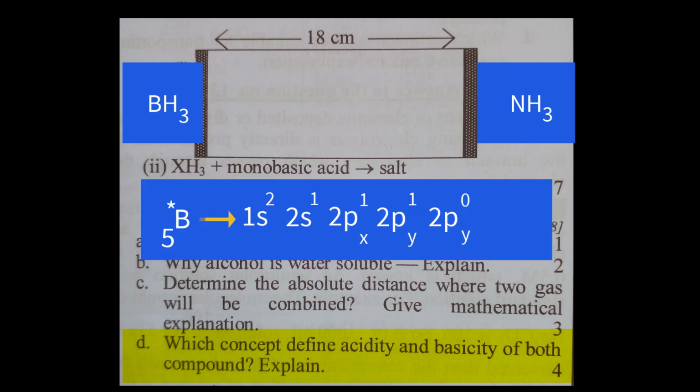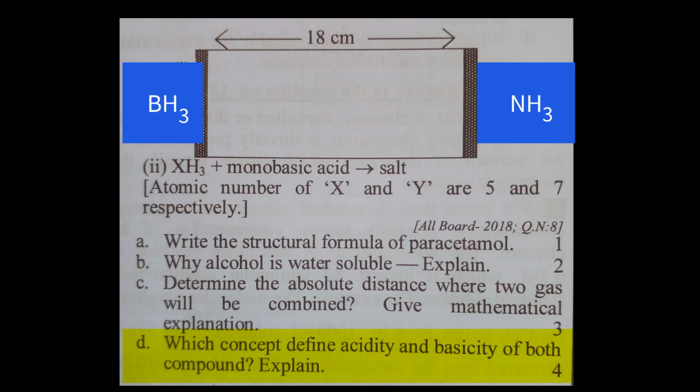This is the electron configuration of boron at excited state. See, this orbital is empty here. So boron has the capacity to accept that lone pair of electrons in this empty orbital. Therefore, we can say that BH3 is an acid.